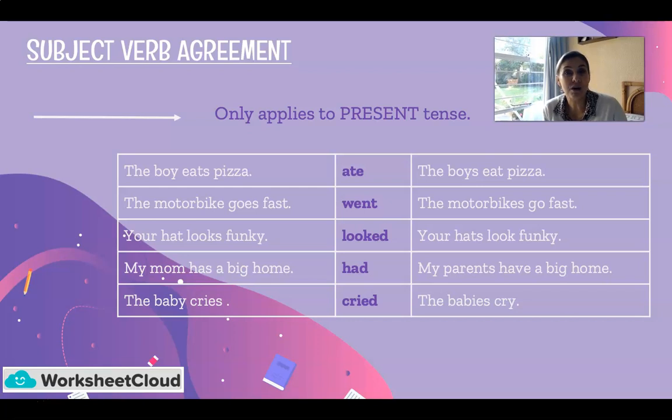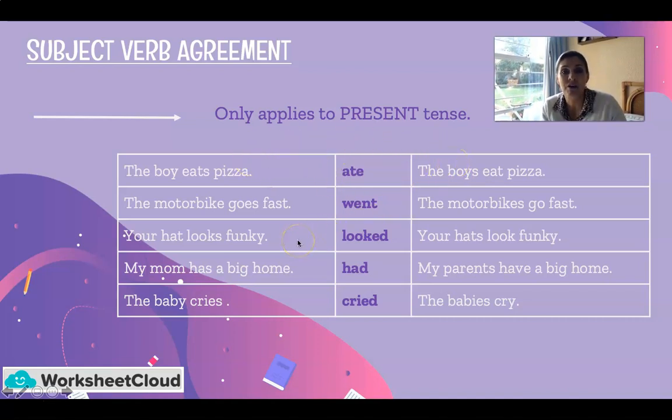Now, if I had to do past tense, you need to remember that past tense just stays like it is. So I don't say "the boy ate pizza" for the present. The boy eats pizza, that's present tense. If it's past tense, it just stays in the past tense verb. Eat, ate. So the boys ate pizza, and the boy ate pizza. It stays exactly the same in both sentences, whether it's singular or plural.